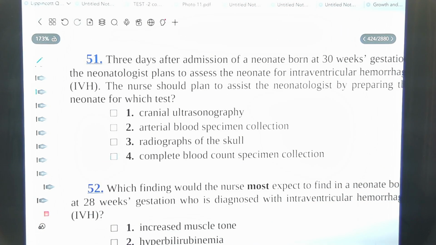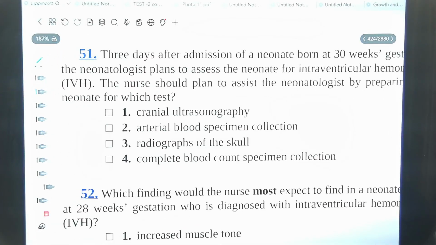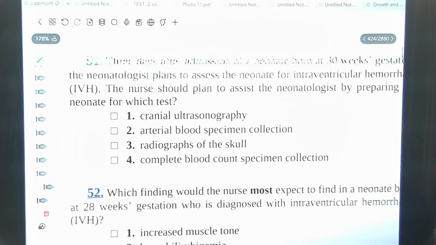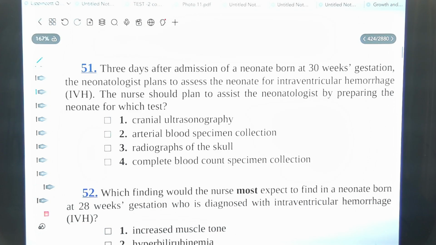Next question. 3 days after admission of a neonate born at 30 weeks of gestation, the neonatologist plans to assess the neonate for intraventricular hemorrhage. The nurse should plan to assist the neonatologist by preparing the neonate for which test? So this is intraventricular hemorrhage. The ventricles of the brain, if there is hemorrhage there, so what should we assess? Cranial ultrasonography should be there. So answer number 1 will be the correct response.